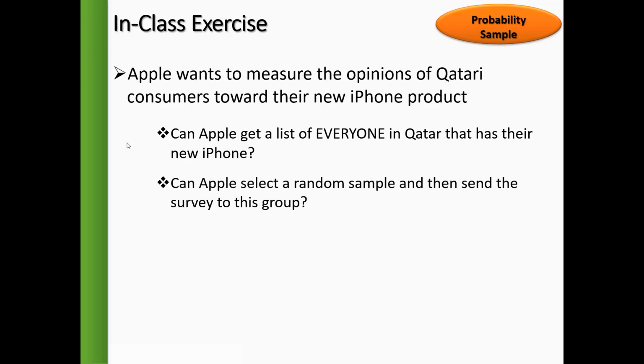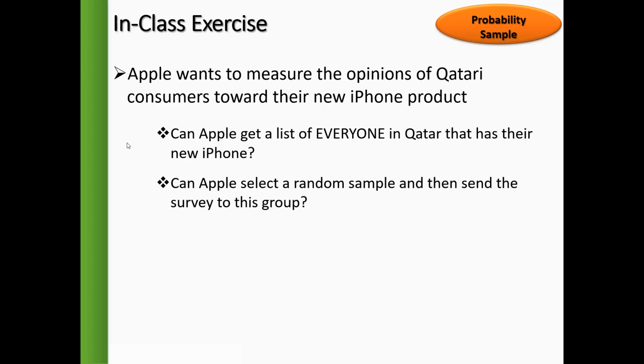Okay, so the word everyone is key here. No, Apple cannot get a list of everyone in Qatar that has their new iPhone, because some people bought iPhones for other people as gifts, and not everybody has necessarily registered that iPhone yet. So it can't be everyone. It might be 99.9%, but it can't be everyone.